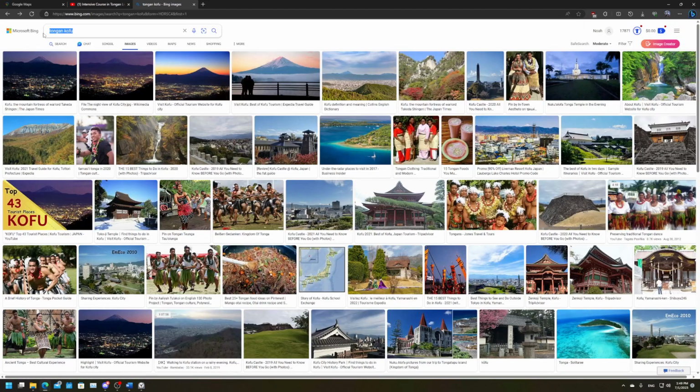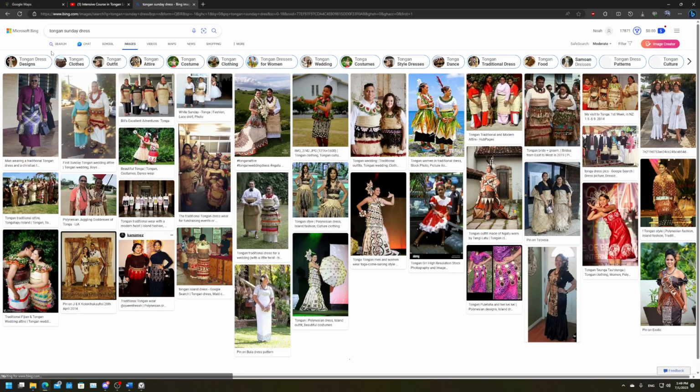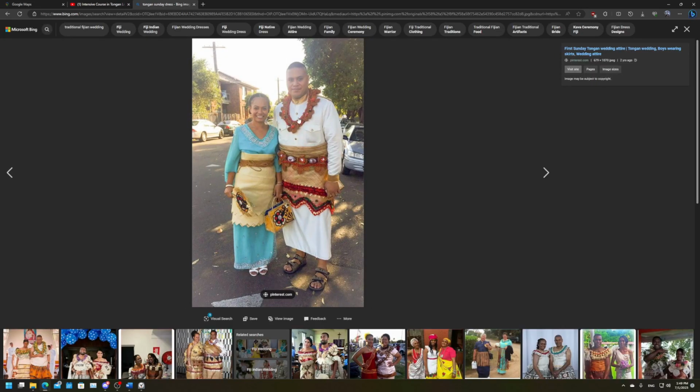Men will just wear a dress shirt and a tavala. Tongan Sunday dress. So you can see it's very similar because the men wear this sort of skirt tavala thing, but this is a separate shirt, whereas this is a single dress. But then both men and women will wear the tavala around the waist. And they're slightly different styles. Women's tavalas tend to be longer.